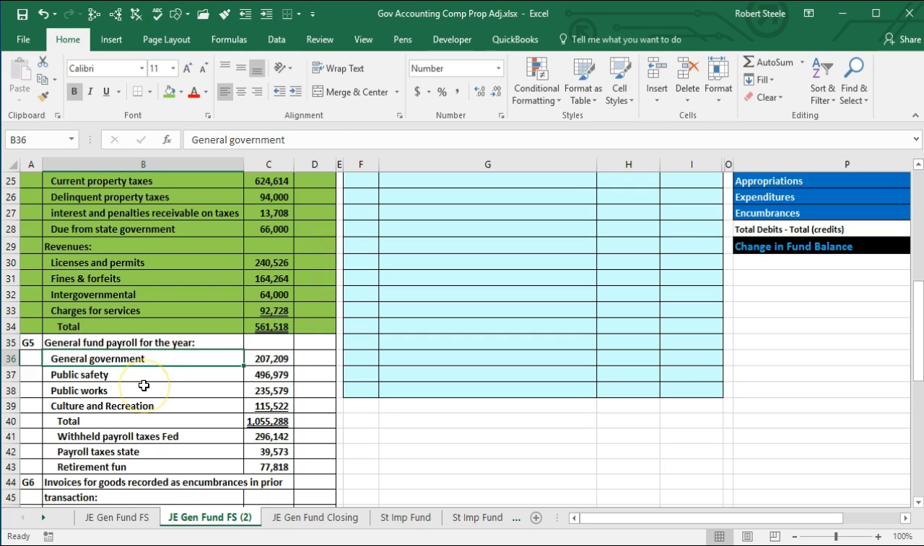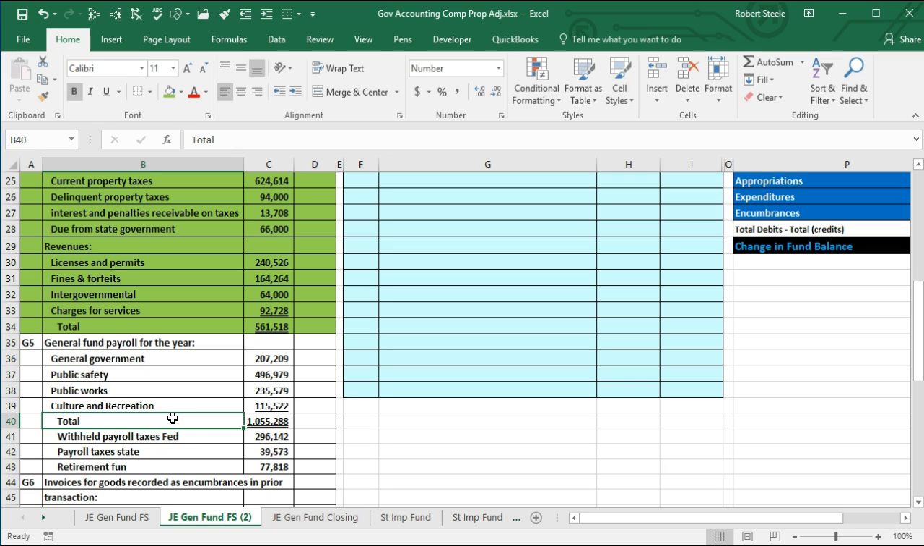Okay, so we have the general government, we've got the public safety, the public works, the cultural and recreation. Again, we're going to basically group that in the general fund. We're going to group that together as the total. What we're doing here is similar to recording payroll. We're recording the payroll for the government agency. So we're going to group these items together in the expenditures for the purposes of the general fund.